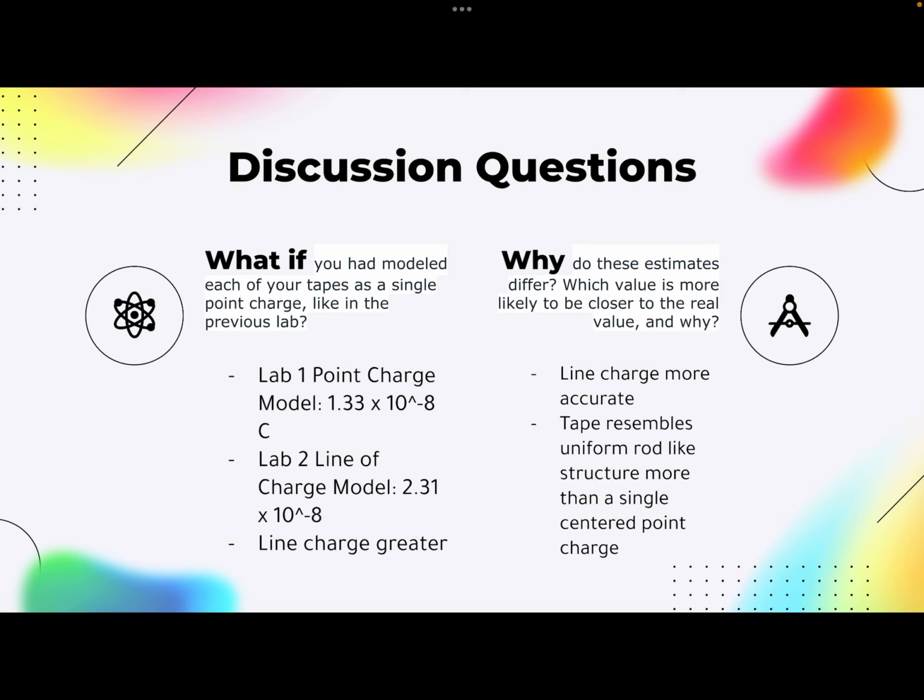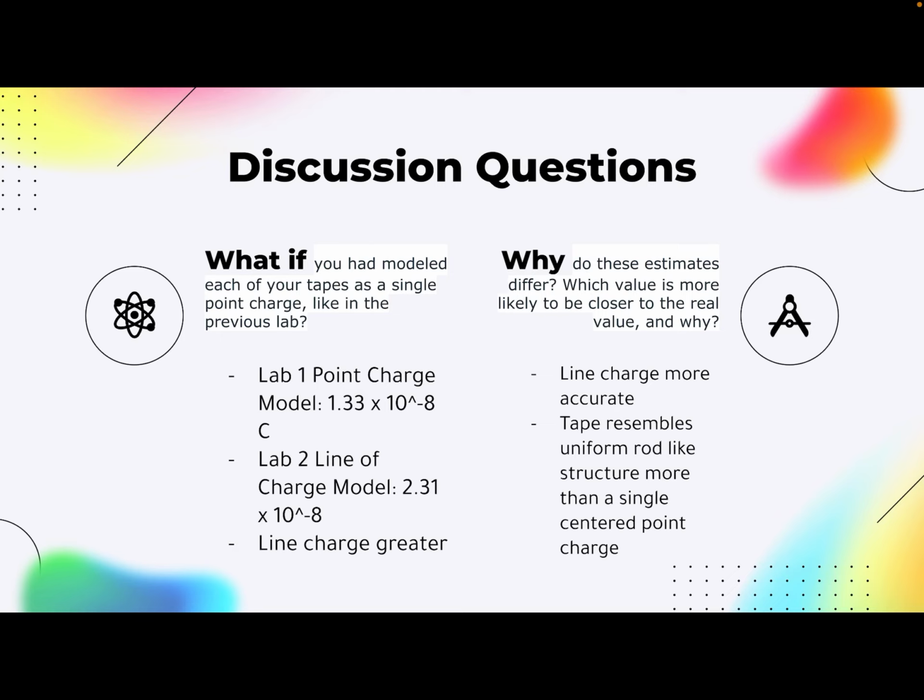And for some questions, what if you had modeled each of your tapes as a single point charge? So like in the previous lab, when we treated these as point charges, the tapes had a charge of 1.33 times 10 to the negative 8th coulombs, but now as a line charge model, they have a 2.31 times 10 to the negative 8th coulomb charge, and as you can see, the line charge is slightly greater. So why do these estimates differ? Which one is more accurate?